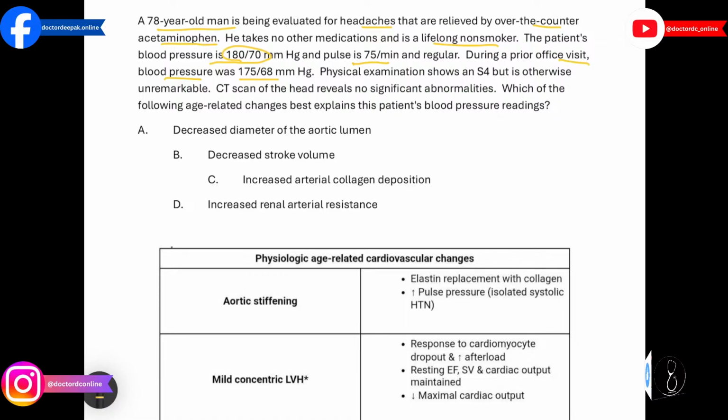There is mild concentric left ventricular hypertrophy in response to cardiomyocyte changes, the resting heart rate is unchanged, stroke volume and cardiac output are maintained, and the maximum cardiac output will be decreased. There is degeneration of conduction cells. And we have reduced baroreceptor sensitivity and adrenergic responsiveness. The elder person does not respond as much as a young person can respond, so it is a very important point. In the older patient, there will be decreased adrenergic responsiveness and reduced baroreceptor sensitivity, so there will be an increase in aldosterone and decreased heart rate and contractility responses.